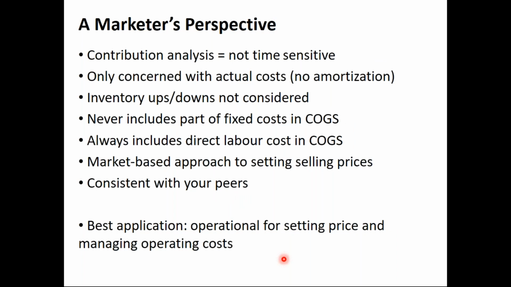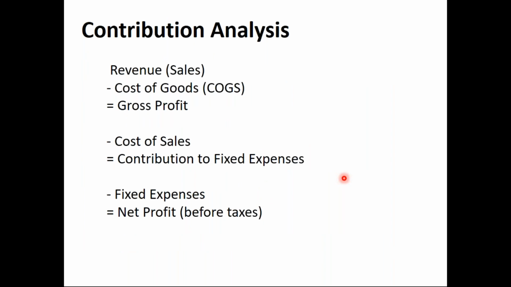Now, for the purposes of doing an analysis of your costing and setting your pricing, that's where a marketer's perspective, in my opinion, is more effective. As a marketer, of course. And it's something called a contribution analysis. It's not time sensitive. We're only concerned with actual costs, so we don't include amortization. We don't worry about inventory ups and downs. We're looking at an average. What are your costs on average? We never include part of fixed costs in COGS. We always include direct labor, even if it's you. And this methodology is consistent with your competition, with your peers. So in my opinion, this is the best way to go in this regard.